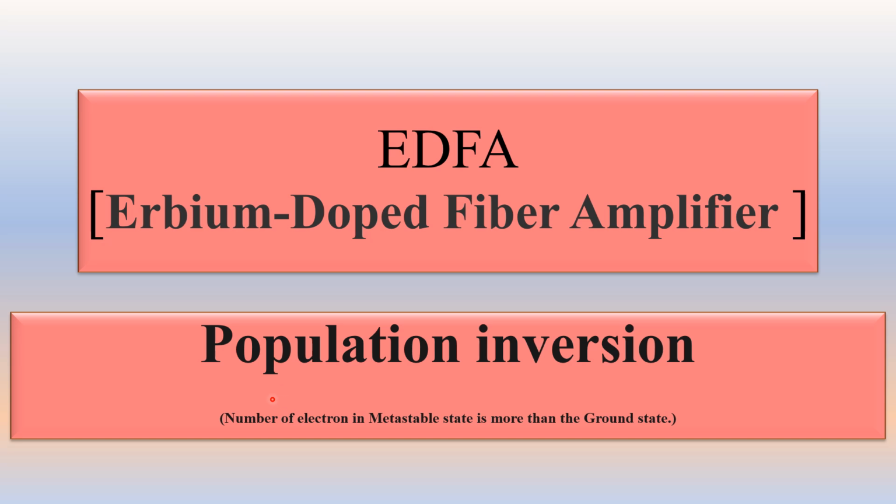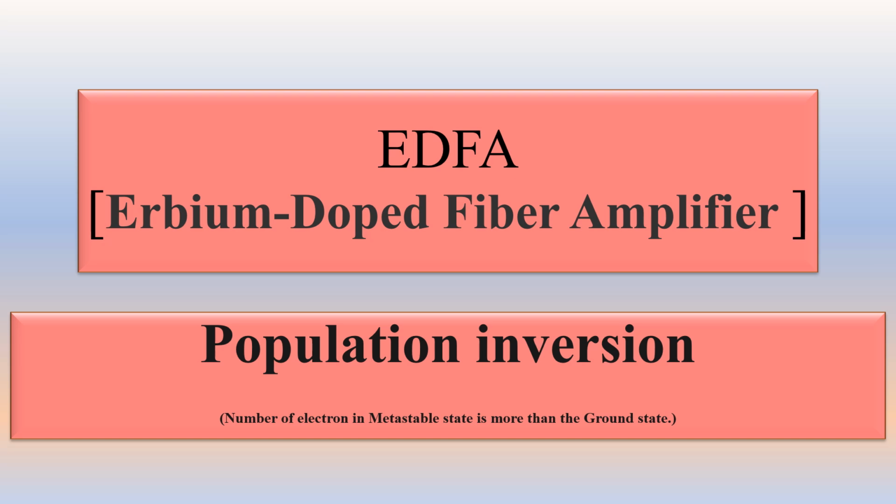So in today's video, we are going to discuss in detail the population inversion. Basically, population inversion is the state in which the number of electrons in the metastable state is more than in the ground state. So this is the main definition: the situation where the number of electrons in the higher energy state is greater than in the lower energy state is known as population inversion, and we will discuss it in detail.